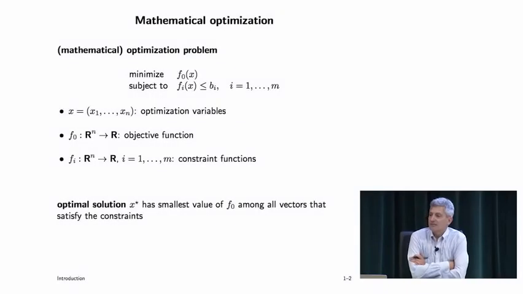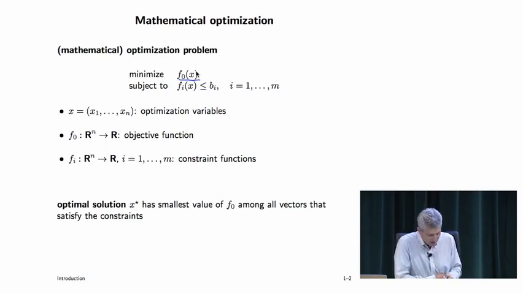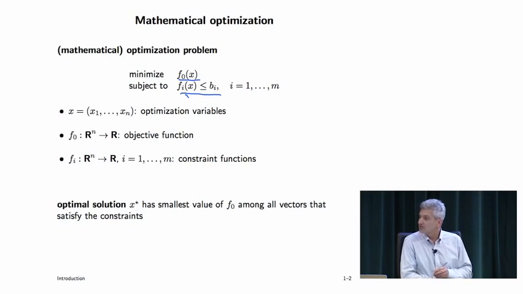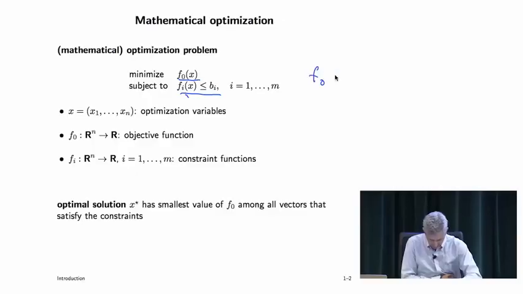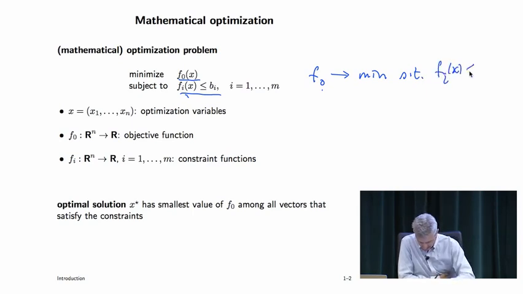Okay, mathematical optimization. An optimization problem. The notation is this: you minimize an objective function subject to some constraints like that. By the way, there are many other notations for this, in particular the notation from the Soviet Union, where there was a long tradition of work on optimization. You write F0 arrow min, and then ST doesn't mean such that, it means in this case subject to, and then you'd write fi of x is less than bi. So you'll see other notations for it.